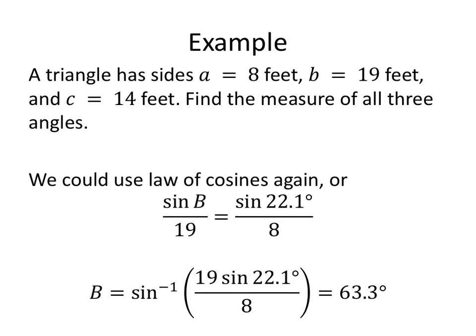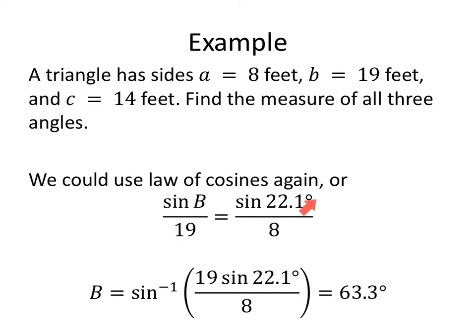Now, I know angle A. I want to find angle B. I could use the law of cosines again, like I mentioned, or sine of B over 19 equals sine of 22.1 over 8. I could use the law of sines because the law of sines doesn't use any squares. There's not a whole bunch of subtraction going on. I don't have to remember too many formulas. The ratio, proportional setup, quite straightforward.